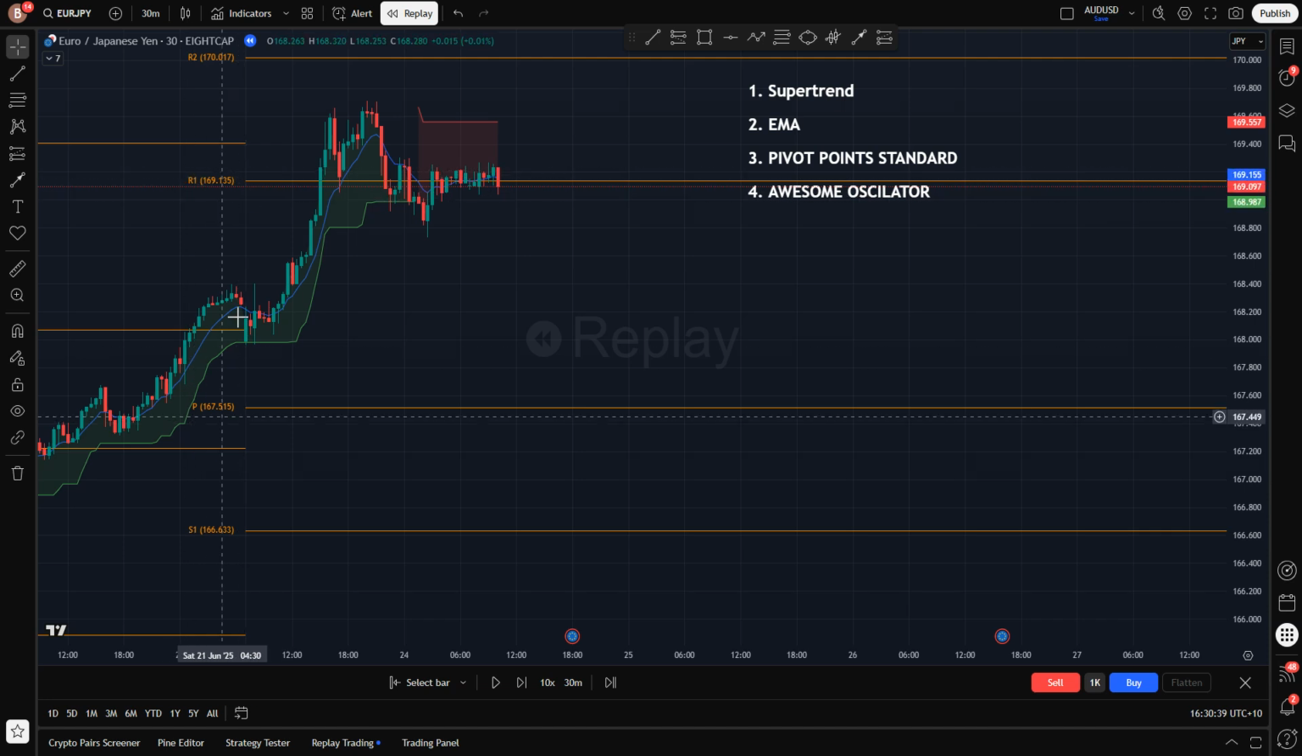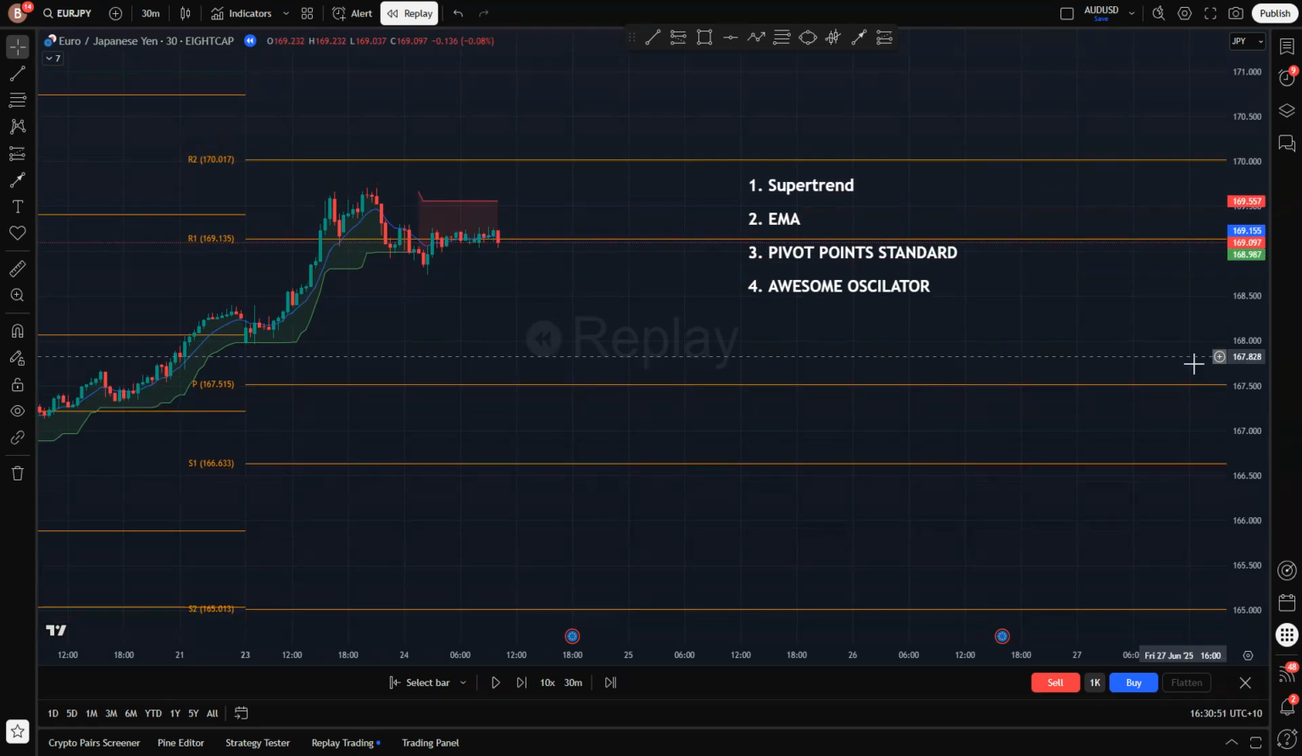R1 is resistance. P is pivot, and S1 is support. Now, if you were to break through R1, there's R2, which just means if you break through your resistance, you're more likely to find resistance up here. Then you have S2, which is just the same. If you break support, you're most likely to find support here.